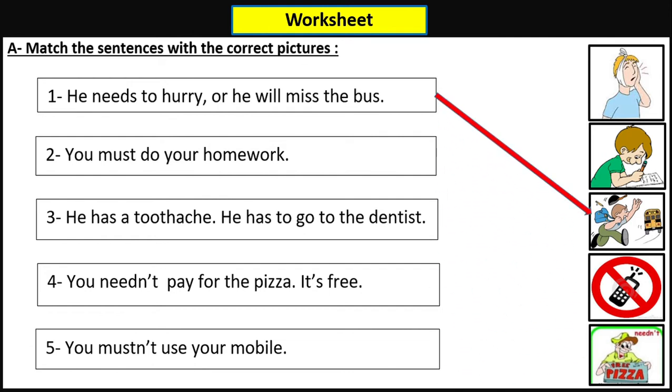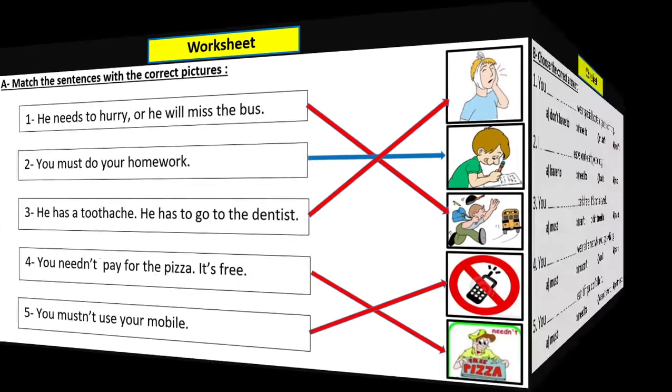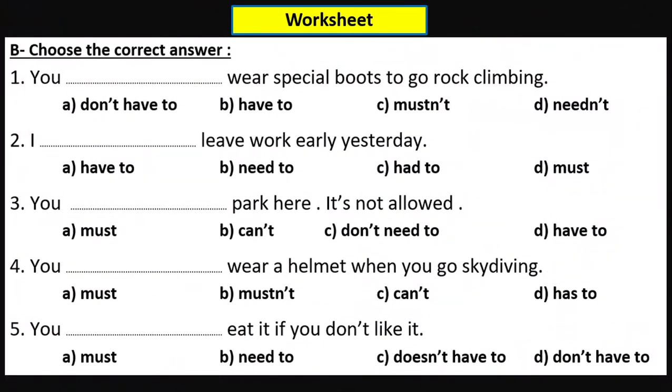Great. You must do your homework. He has a toothache. He has to go to the dentist. Oh my god. You need a pie for pizza. That's free. Excellent. You must use your mobile phone. Great. Now, a more complicated one.